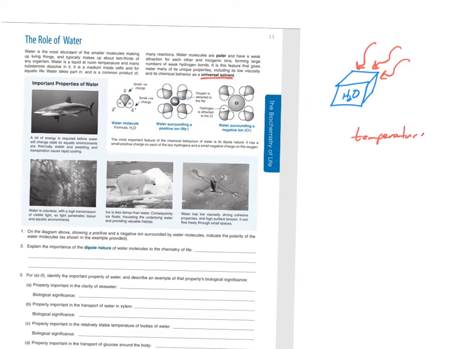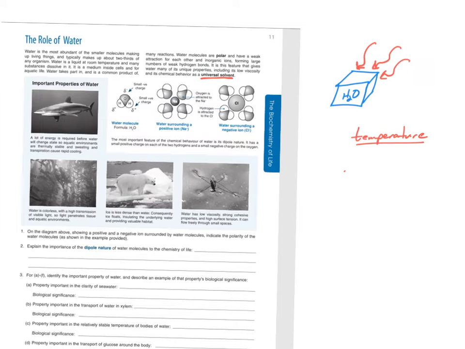And the temperature, remember, is the average kinetic energy. So in order to get water to move, to increase its kinetic energy, you have to put a lot of heat into it. So that means when you sweat, when that water goes from the surface of your skin and evaporates into the air, it's taking a lot of heat with it. It's thermally stable. So it takes a lot to change its temperature, which is a good thing.